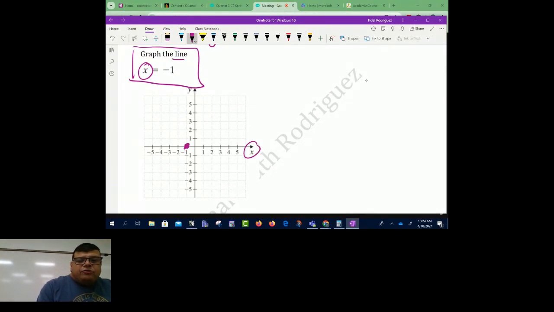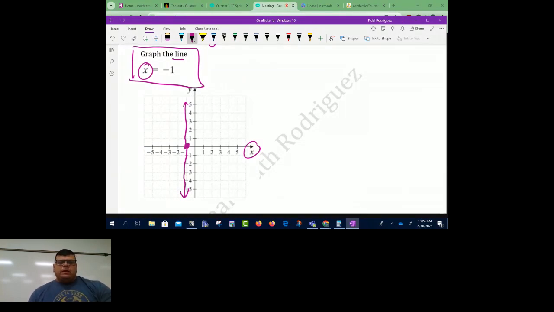But again, since we're drawing the line, boom, that's what my line's going to look like. So vertical lines are in the form x equals, and horizontal lines, y'all, are in the form y equals.